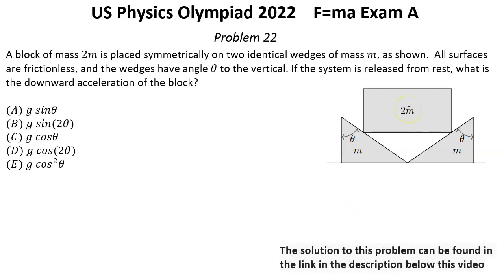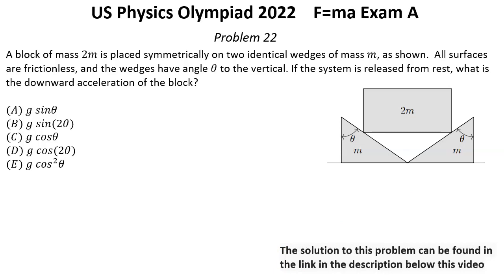Suppose that block 2m moves downward by a height h. In that case, the change of potential energy equals 2mgh, and this potential energy converts to the kinetic energy of all three blocks. Suppose that after that the speed of block 2m is v.